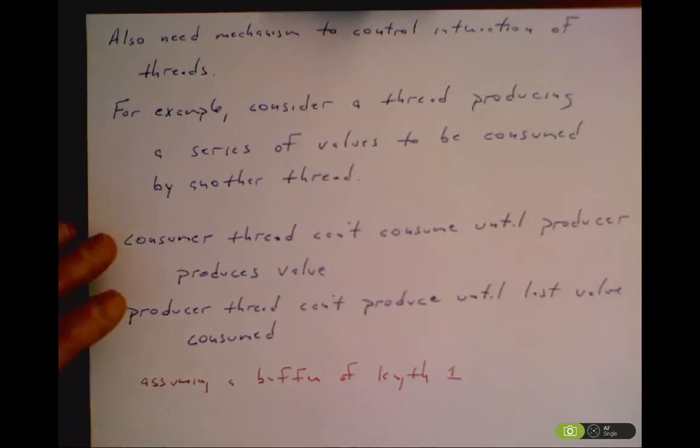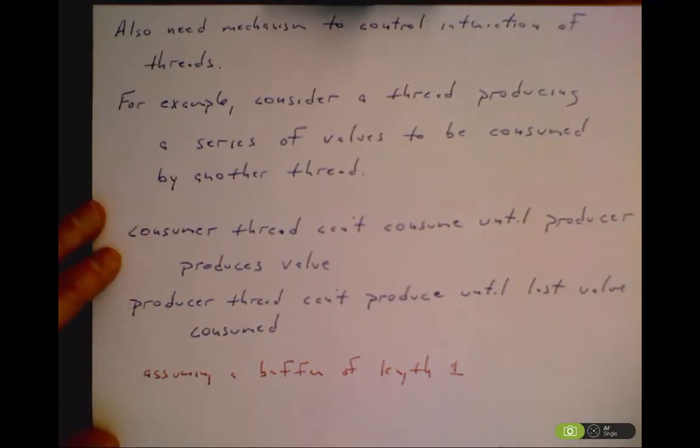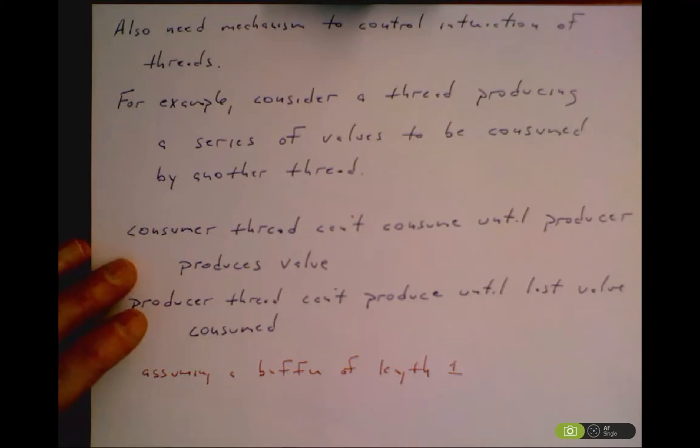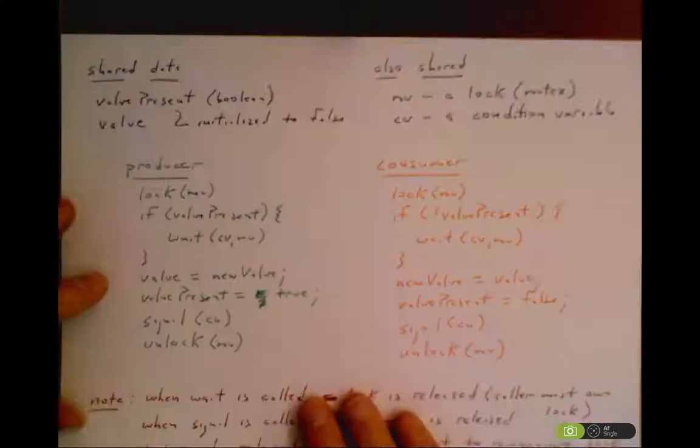So how can I control that? Well, we need some way to have processors wait for an event to happen. With the lock, we're just waiting until we could get the lock. But now we need to wait until some event happens, like the production of a value or the consumption of a value. So let's take a look at how that might be solved.